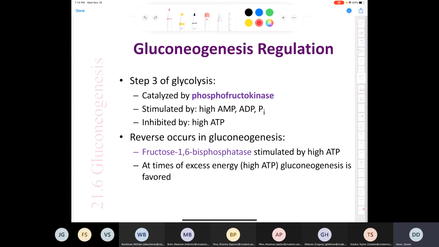Well, not only do we have a different enzyme, it's not PFK, it's this enzyme fructose 1,6-bisphosphatase. It's going to be the opposite. Instead of being inhibited by high amounts of ATP, that enzyme is going to be stimulated by high amounts of ATP, right? Because at times of excess energy, gluconeogenesis is going to be favored, right? If we have a lot of ATP, if we've got too much ATP, why would we need to be metabolizing glucose? We'll just make it, right? And then we'll store it.